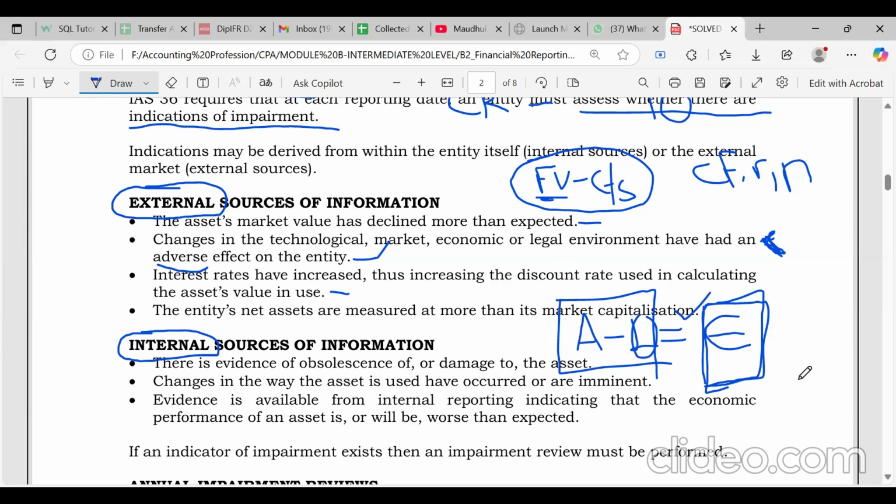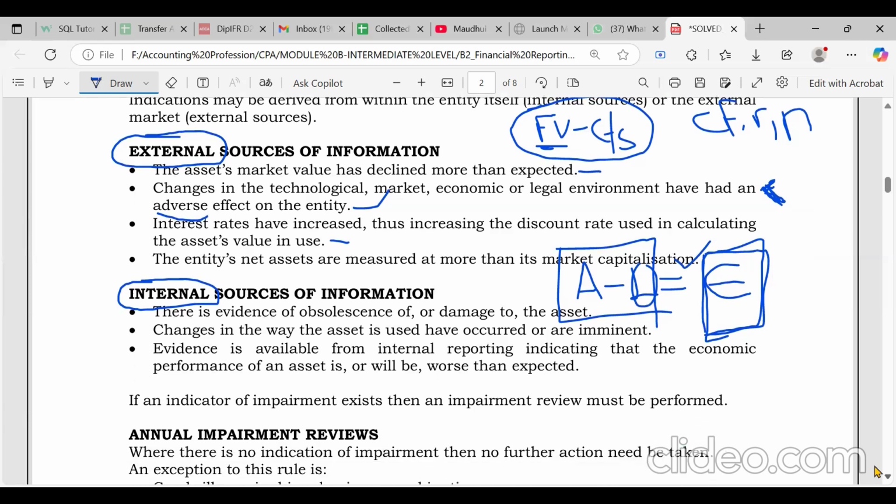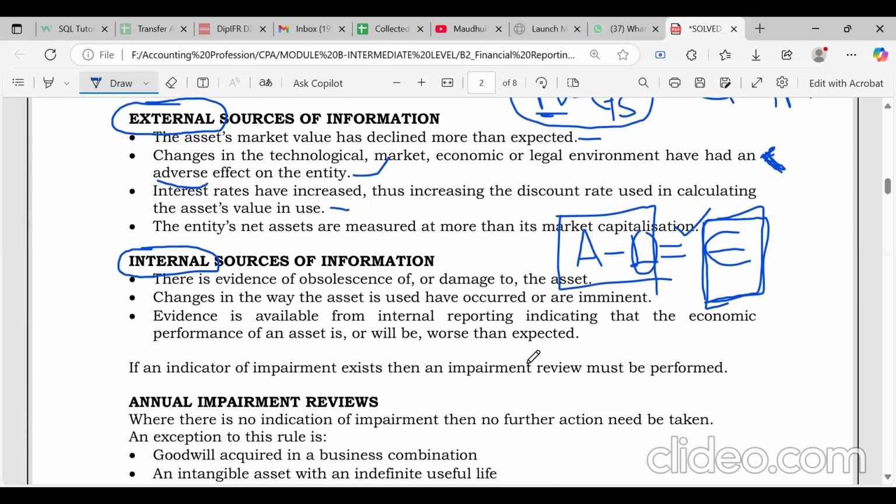Assets. So this is another point here. Let's go to the internal sources now. We were dealing with the factors external to the entity. Now, there could also be reasons inside the entity itself which would indicate this. For example, there is evidence of obsolescence or damage to the asset.